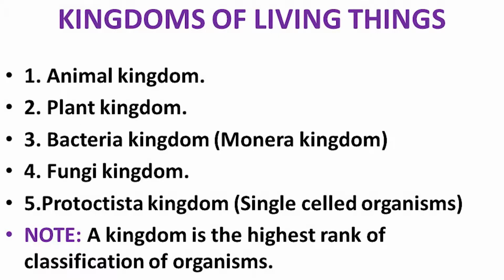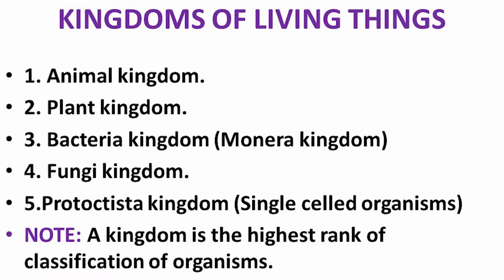So we've said we have 5 of them. The first one is the animal kingdom. Then we have the plant kingdom. We have the bacteria kingdom, or what we may as well call the Monera kingdom. We have the fungi kingdom, and finally we have the Protoctista kingdom. That is a kingdom that is made up of the single-celled organisms.